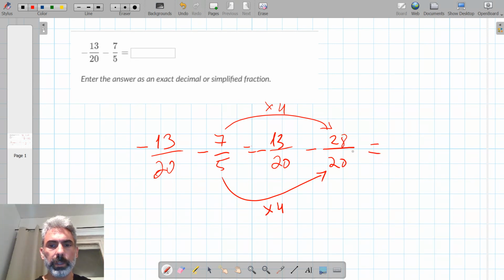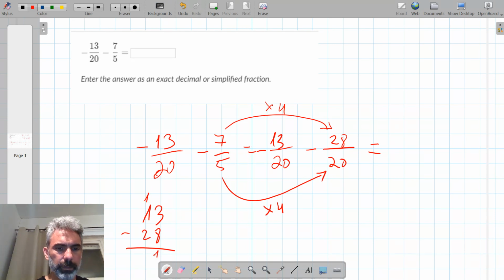So minus 13 minus 28, they are both negative, so I need to combine 13 and 28. So this becomes 3 plus 8 is 11. 1 plus 1 is 2, 2 plus 2 is 4. So this is minus 41 over 20.